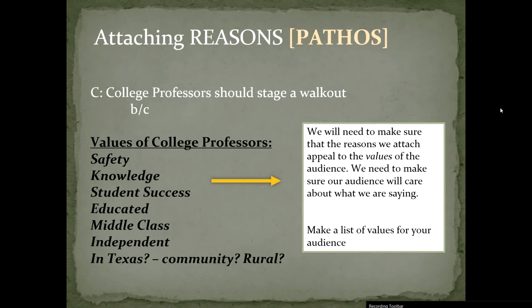So one way you can attach reasons is pathos. The values of college professors are maintaining safety, knowledge, and student success. So we will need to make sure that the reasons we attach appeal to the values of the audience. We will need to make sure our audience will care about what we are saying, and make a list of values for your audience.